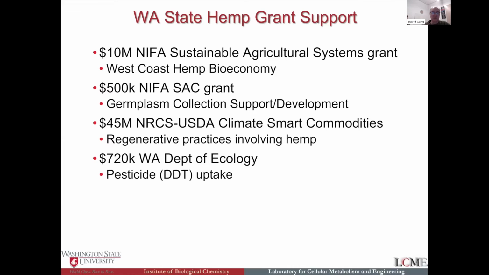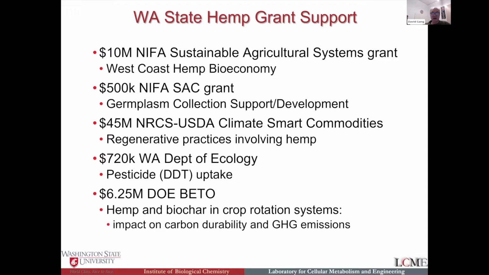help benefit farmers and growers. We just recently got a $700,000 grant for a year to look at pesticide uptake in cannabis plants, including hemp. And it was just announced to us recently that we're getting a grant from the DOE to look at the integration of hemp and biochar in crop rotation systems and what impact the integration of those two components into that cropping system has on both carbon sequestration, but especially carbon durability and greenhouse gas emissions. And also, of course, it's not going to work if you don't benefit the crop. So we're looking at yield and product quality for those crops. We're excited about this grant. It's a 6-year grant that's starting up this year. We're very excited about the future for that.